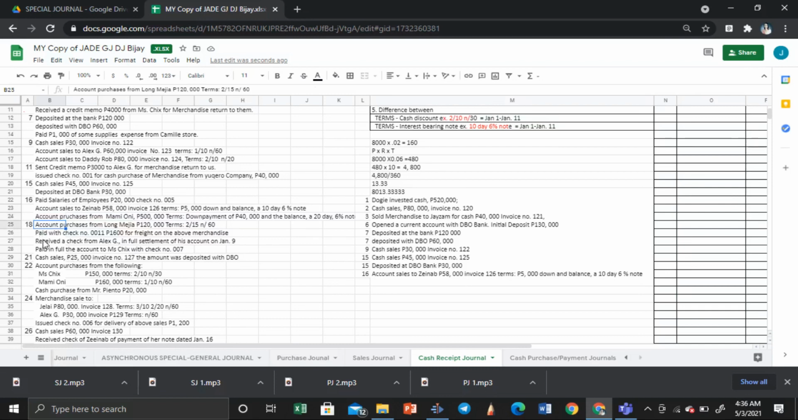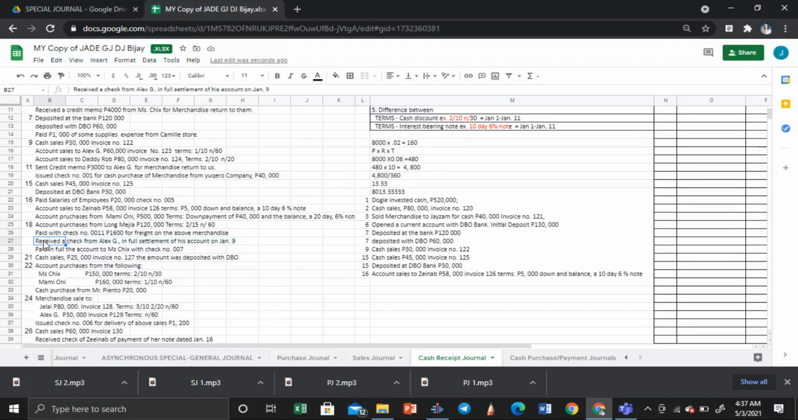Okay, so we have here January 18, account purchases from Long Mejia, 120,000, terms 2 over 15 and over 60. Account purchase yan, not included. Paid with check number 0011, 1,600 for freight on the above merchandise. Not included, delivery expenses po yan.